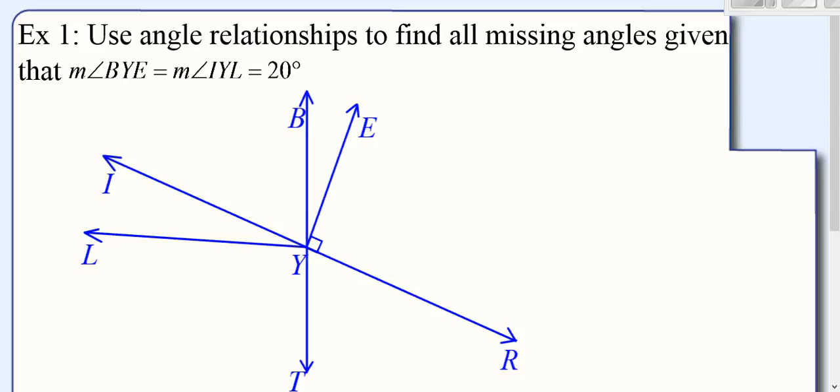So a lot of times what we're going to do is you can figure out a lot of angles based off of maybe just one and a kind of crazy picture like this. So we know, because it's written right here, angle BYE and IYL are each 20 degrees. They're each 20 degrees. All right, so we fill in those angles that you know. BYE, trace it out, that's 20. IYL, that's also 20.